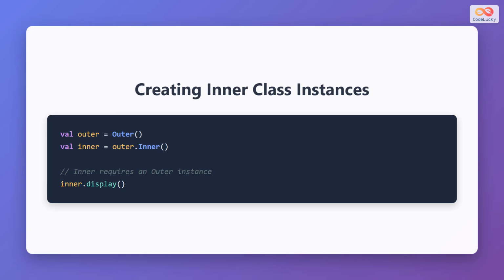To create an instance of an inner class, we first need an instance of the outer class. We create an outer instance and store it in a variable called outer. Then, to create an inner instance, we call outer.Inner() with parentheses. This syntax emphasizes that the inner class instance is tied to a specific outer class instance. Finally, we can call methods on the inner instance, like display.